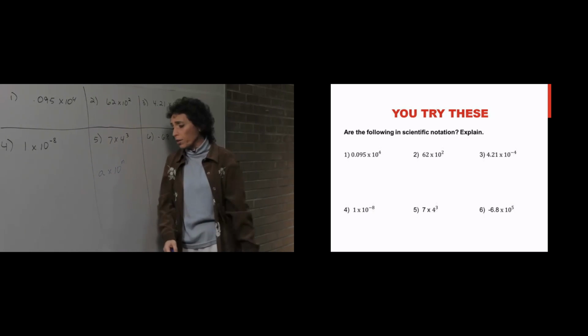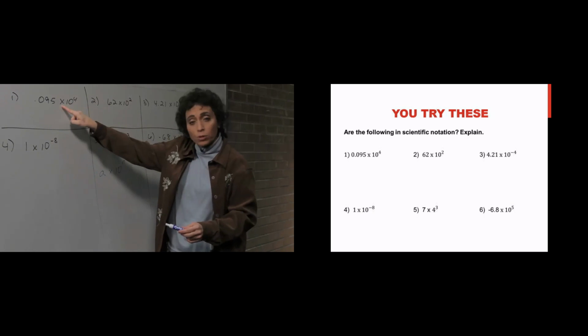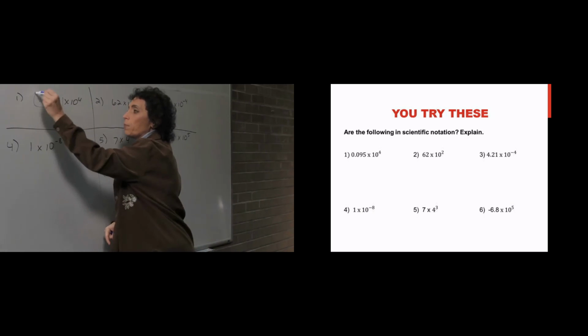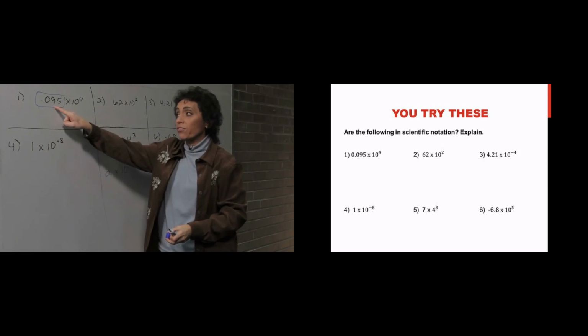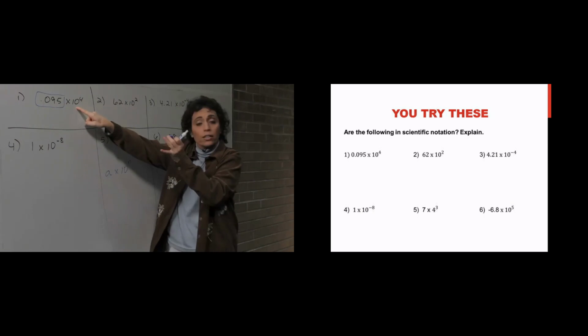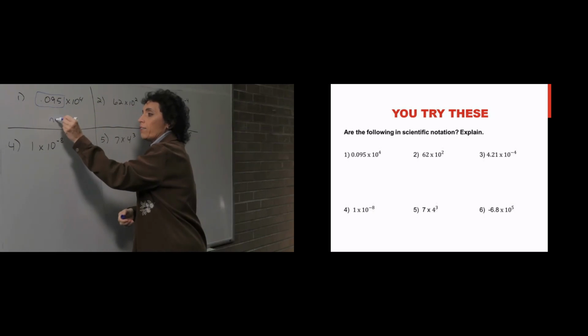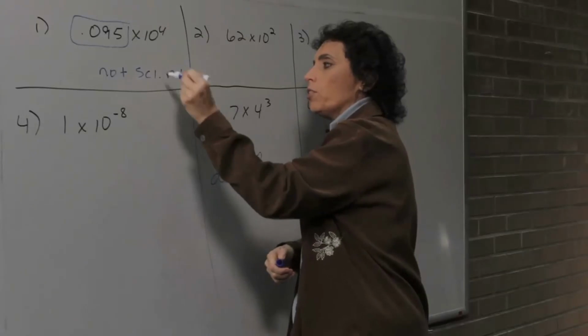So I'm going to do the first one with you. I'm going to look at all the parts, all the factors. Remember, they have to be attached by multiplication, and they are. Now I'm going to look here. This number has to be between 1 and 10, and it's not. That number is less than 1. Therefore, this is not scientific notation. This factor is fine because it's a power of 10, but here we lose it. So this is not in scientific notation.